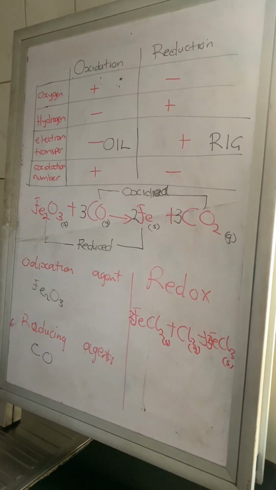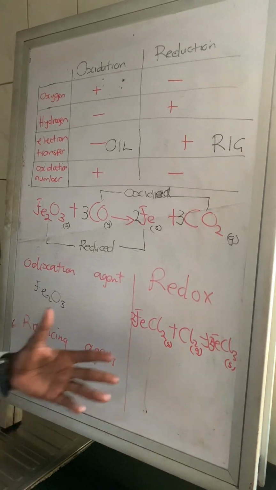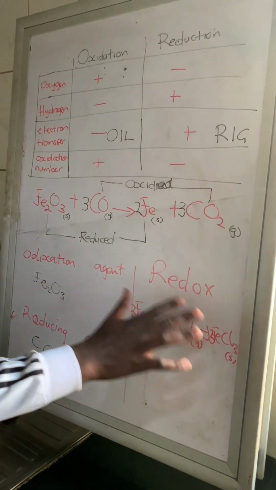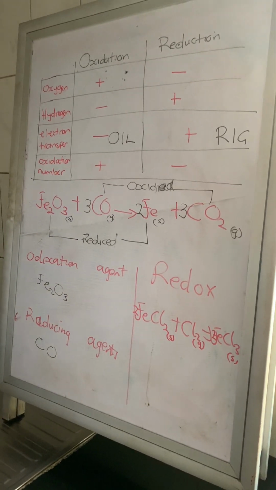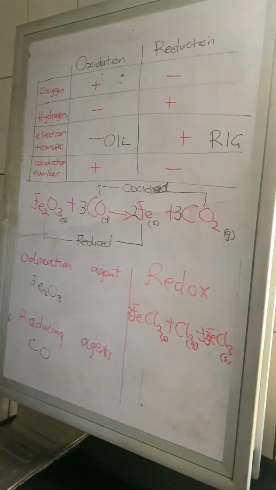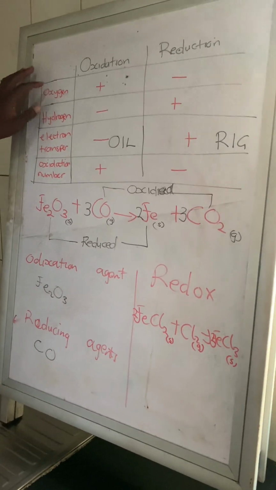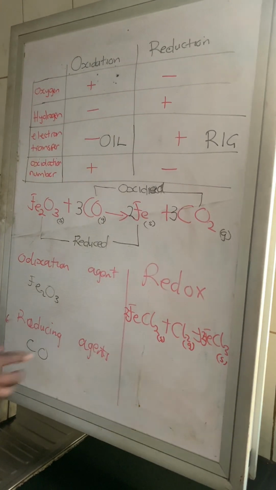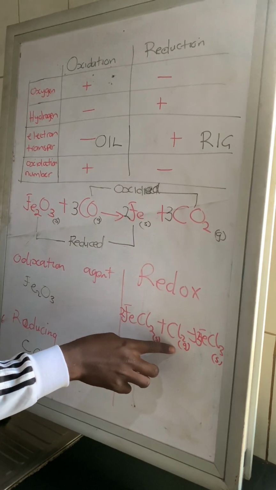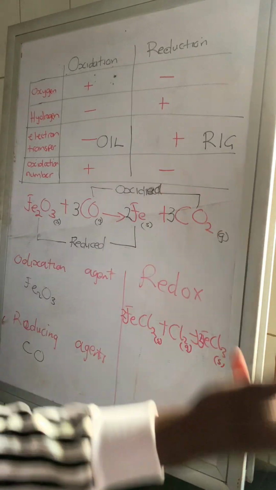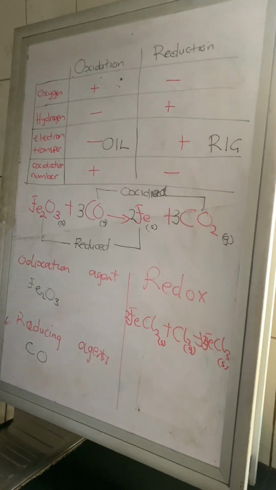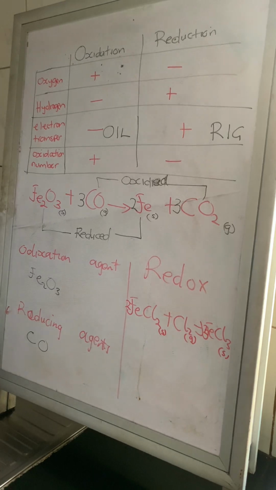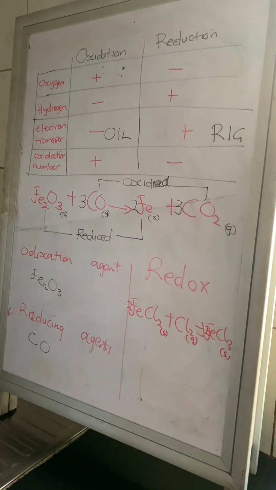So what is oxidized from this equation? We do not have oxygen, there is no hydrogen. So how do we identify a substance that is being oxidized or reduced if there is no hydrogen or oxygen in the reaction? We use electron transfer. In this equation, we know that iron is a metal and chlorine is a non-metal. Metals donate electrons. We know this from bonding. I'll teach you another day about bonding. Iron is a metal, it donates electrons, and chlorine is a non-metal, it accepts electrons.